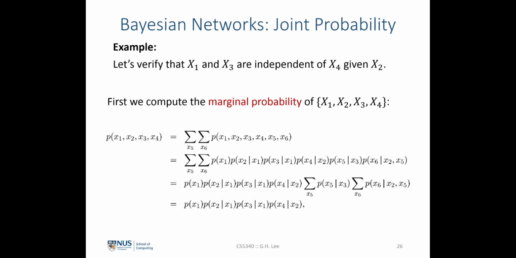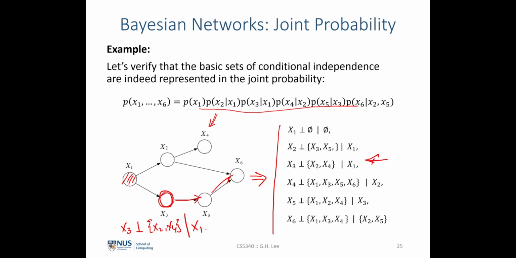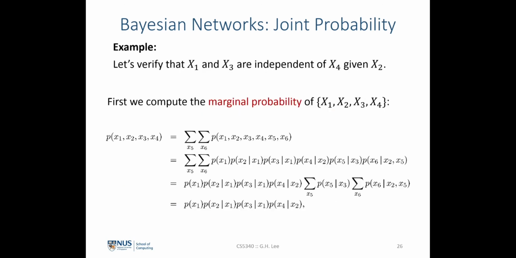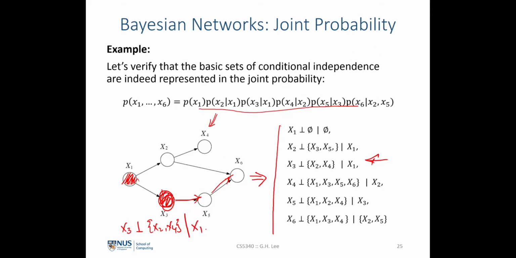Here's another example to verify that x1 and x3 are indeed independent of x4 given x2. We can see directly from the Bayesian network over here that x1 and x3 are independent of x4 given x2. What this means is that since x2 is the parent of x4, and x1 and x3 are non-descendants of x4, once we observe x2, x1 and x3 become conditionally independent of x4.